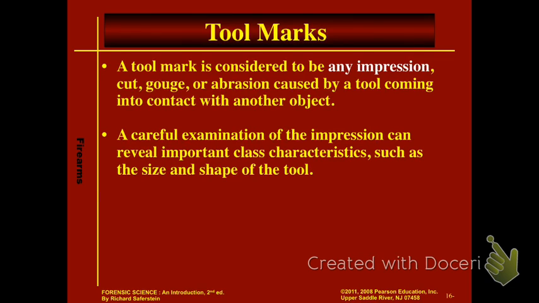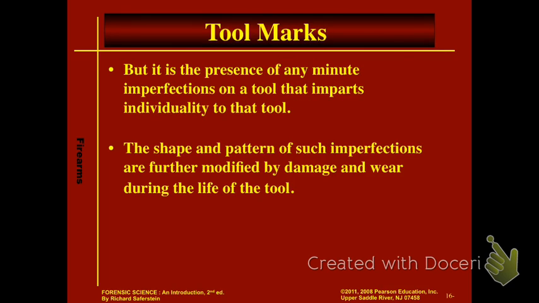And finally, tool marks. Tool marks are any impression, a cut, a gouge, or an abrasion caused by a tool coming into contact with another object. A careful examination can give you some class characteristics like the size and the shape of the tool. And then any imperfections there are what give you the individualized characteristics. And the shape and pattern of those imperfections and damage and wear will give further modifications.